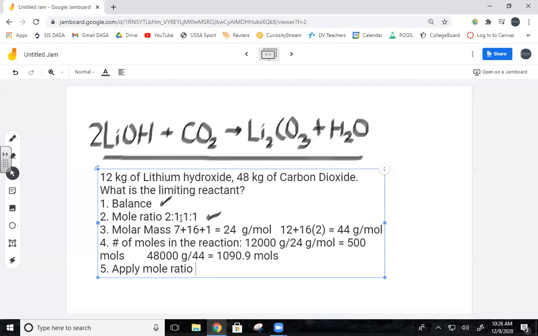The mole ratio tells us we need twice as many lithium hydroxides as we have carbon dioxides, because it's 2 to 1. In our recipe for making cookies, we need twice as much flour as we have sugar. Do we see how that works? The mole ratio is just a recipe. So we applied the mole ratio.